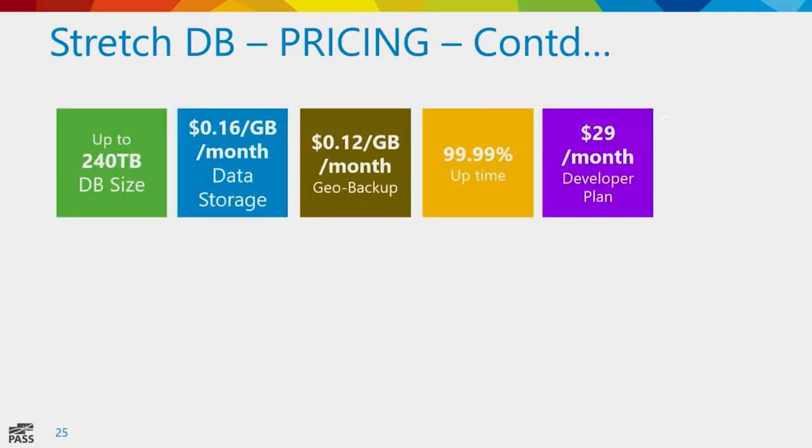Okay, some more concepts on the pricing side. You can stretch up to 240 terabytes of database. For data storage, you're going to pay $0.16 per GB per month. If you want an optional geo-redundant backup, then you need to pay $0.12 per GB per month. And this Stretch Database is available with 99.99% uptime.